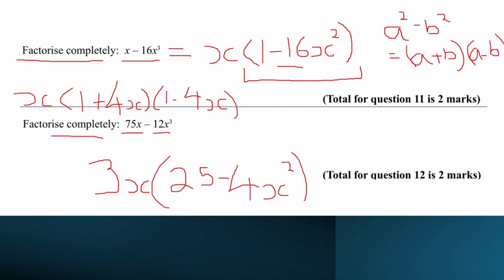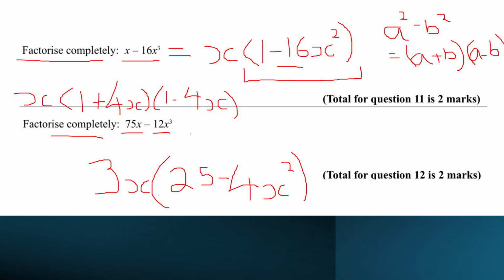So 3 times 75, times x, makes 75x. And 3x times minus 4x squared: 3 times minus 4 is minus 12, and x times x squared gives you x cubed. I've got a minus there, so it gives me minus 12x cubed.